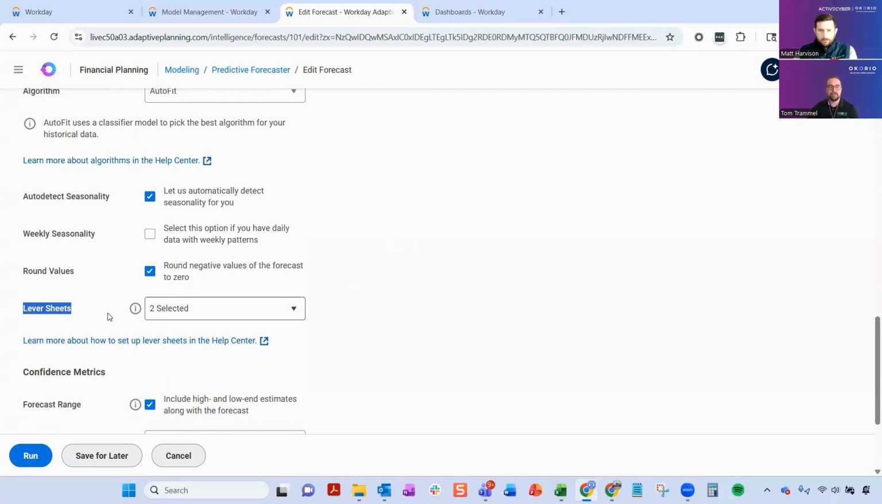Now, what are lever sheets? Matt, have you ever explained this to somebody, talked to somebody about lever sheets and what they can be used for? Yeah, absolutely. When I think of lever sheets, I'm thinking about external factors that are going to make an impact on our forecasted data.